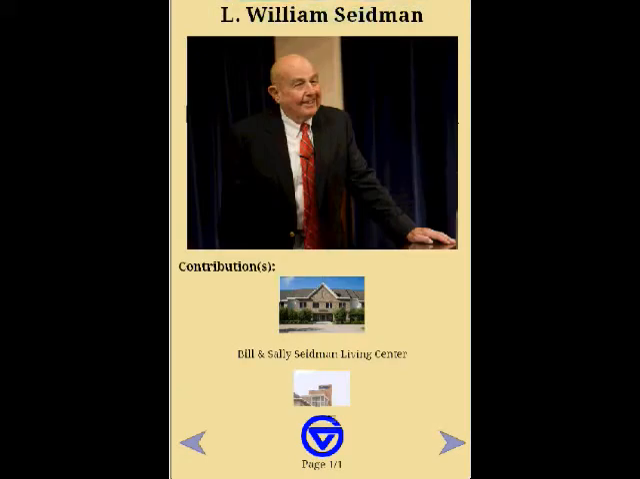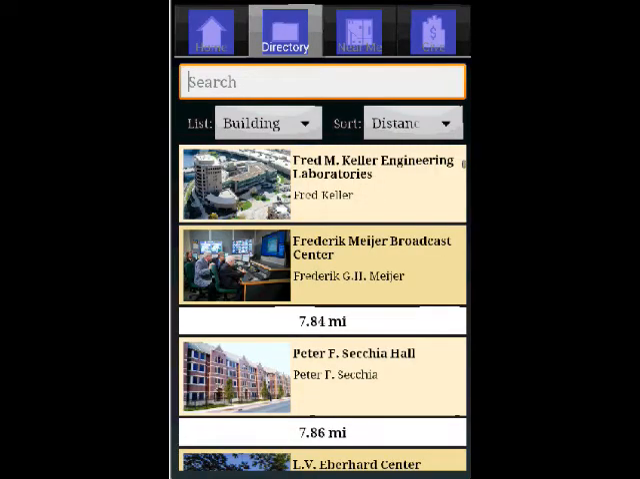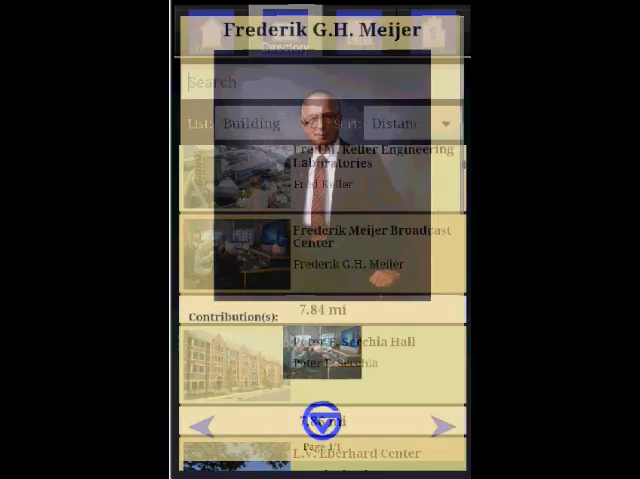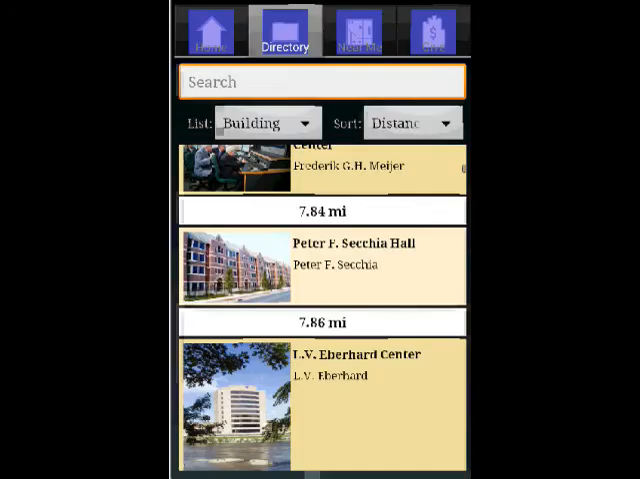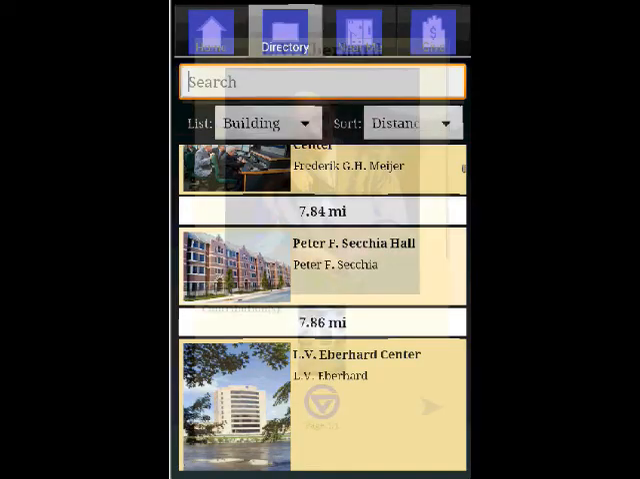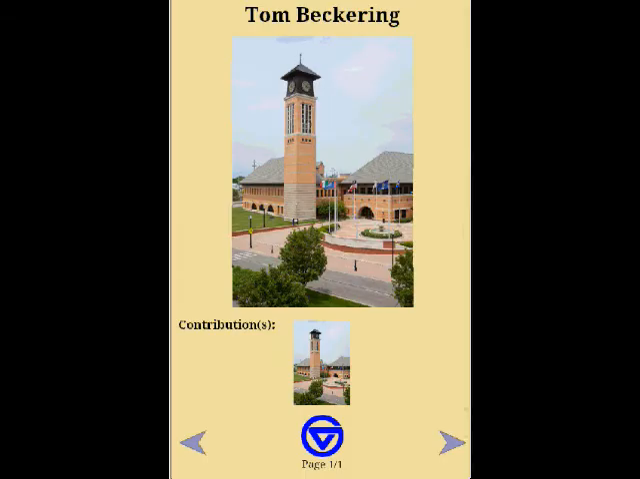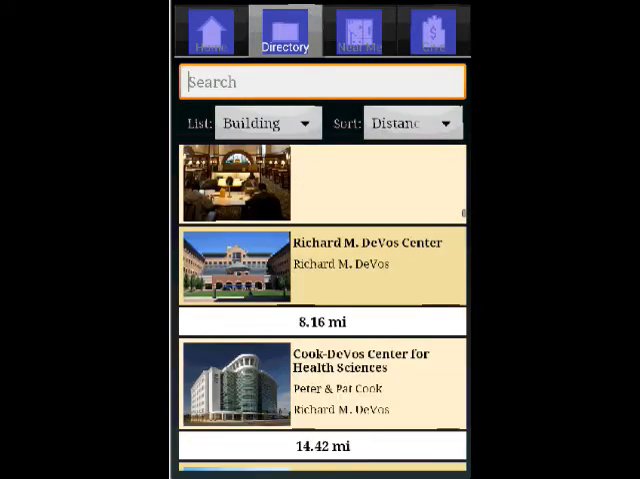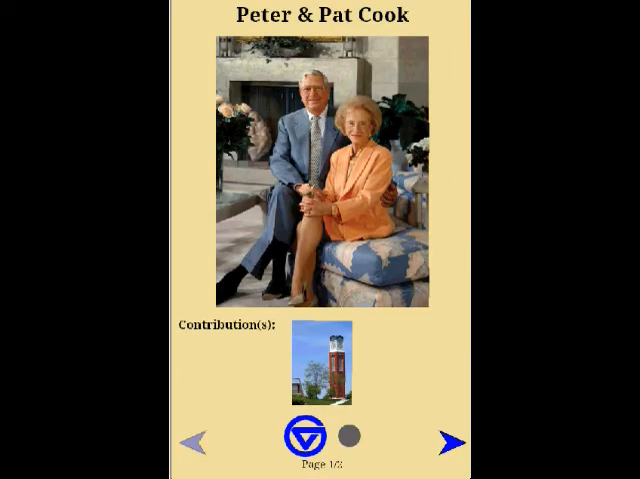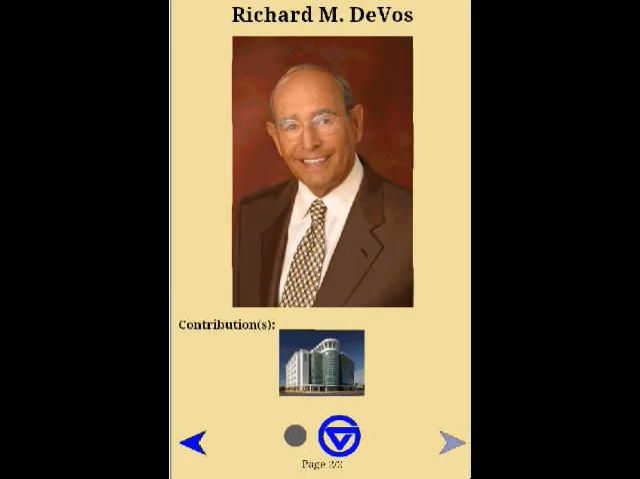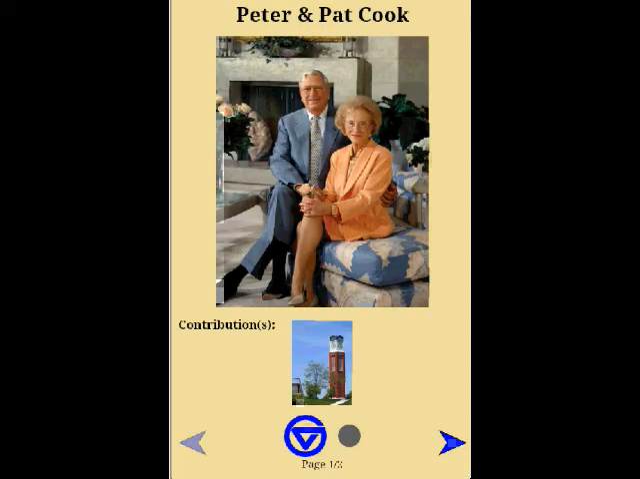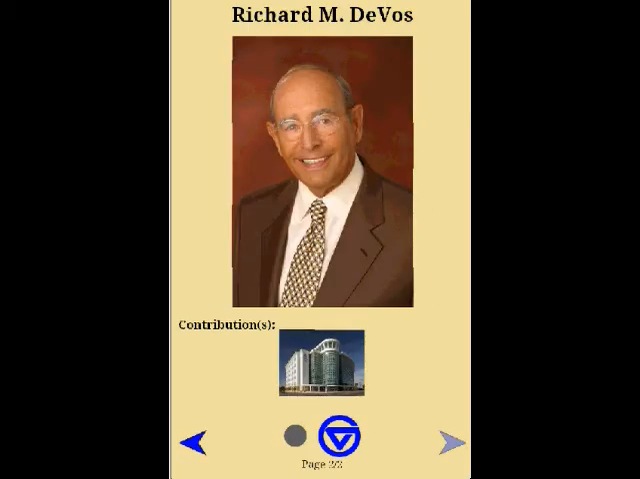And let's find an example of someone who has more than one contributor. So the Cook DeVos Center has 2 contributors. And so we have the Cooks, and if you swipe to the right, it'll show DeVos. You can also use the arrows on the bottom for the swipe technique.